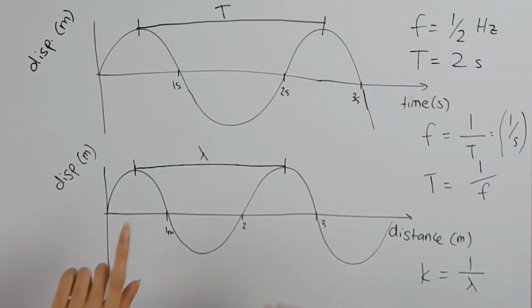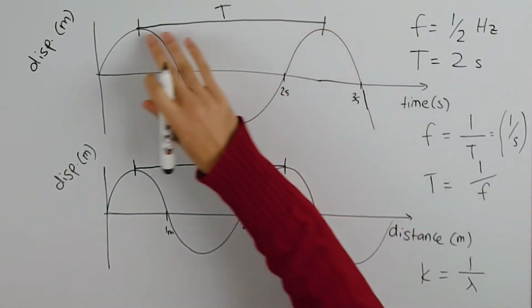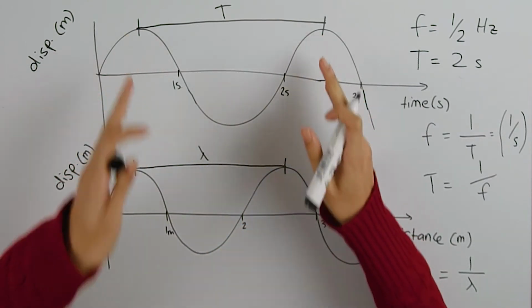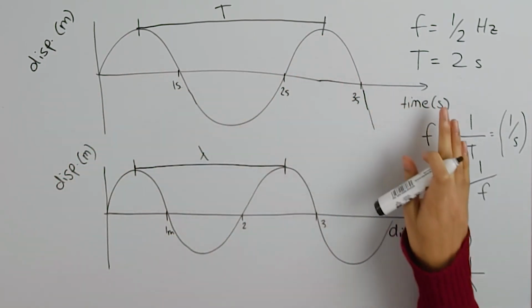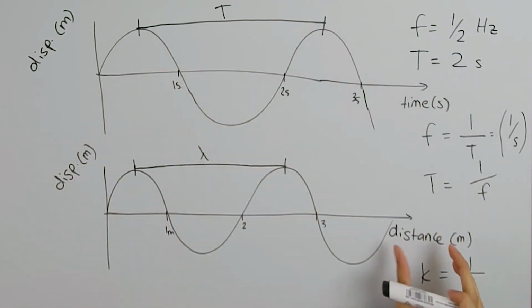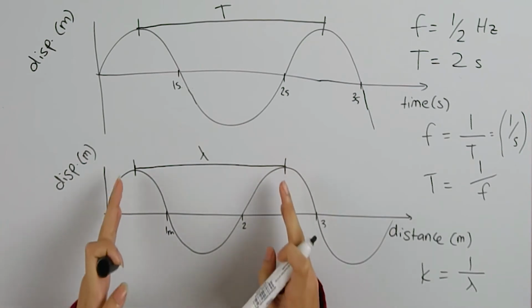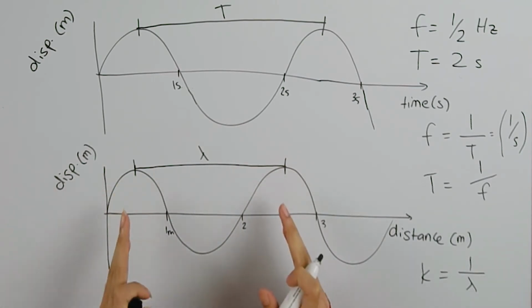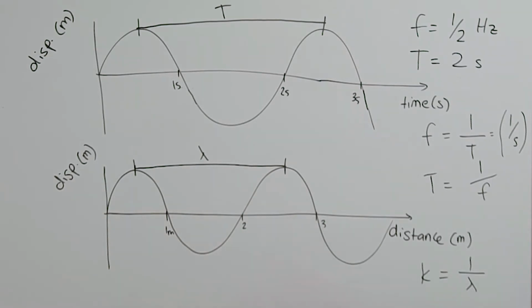So be careful, because this distance here, even though it represents the exact same thing on this graph, will represent the period, not the wavelength, because the axis here is the time. So this is telling us the time for one cycle, whereas this is telling us the distance for one cycle. So the wavelength is the distance for one cycle, so we can only use this graph to work out the wavelength. The amplitude is now the maximum displacement of the wave.